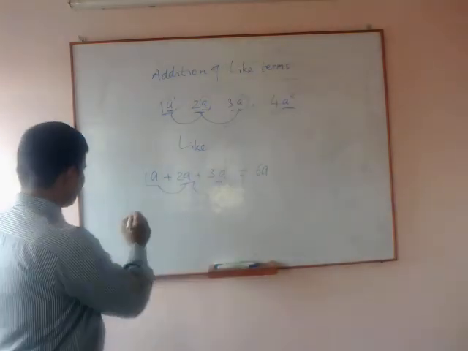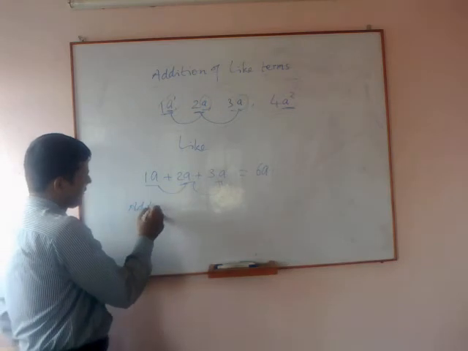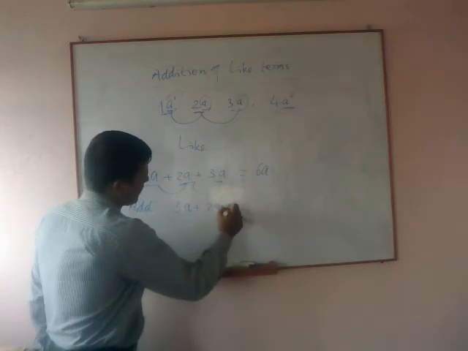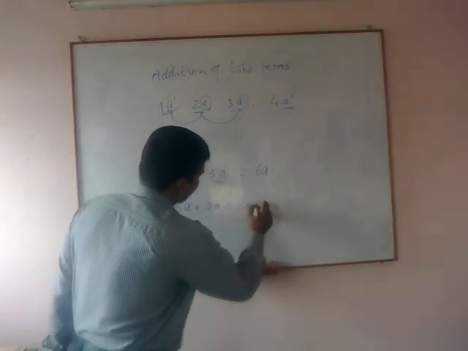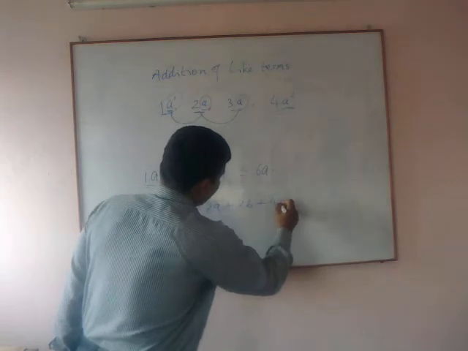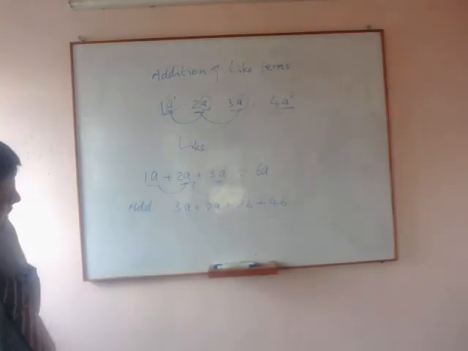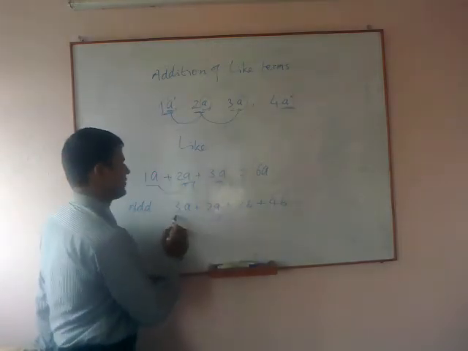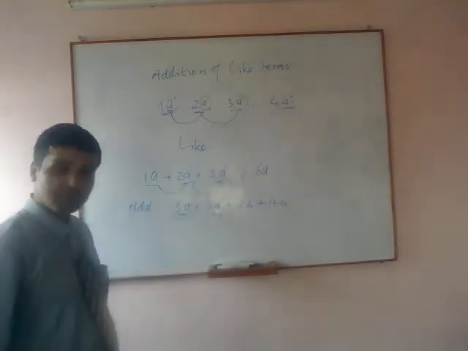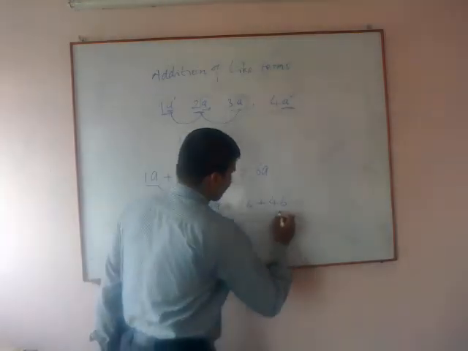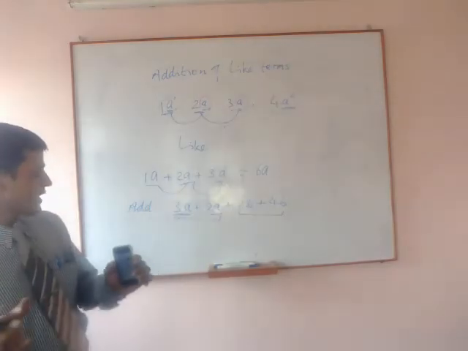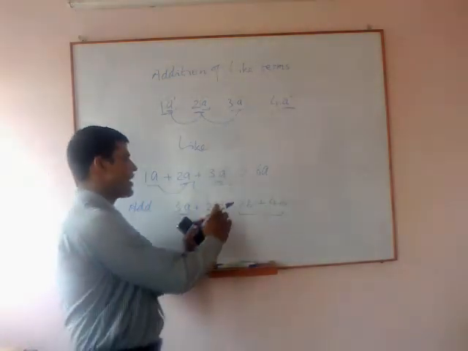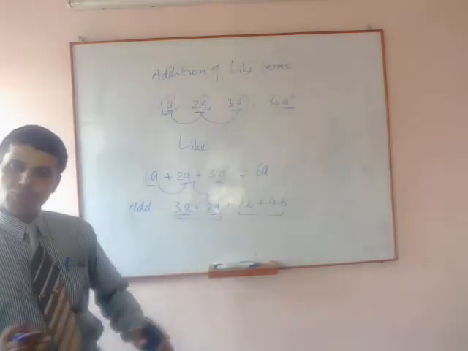Let's take another example. Add 3a plus 2a plus 2b plus 4b. Now there are many terms, there are 4 terms. Out of 4 terms, these two are like because this is 3a, 2a. These two are again like. So we can combine these two terms and we can combine these two terms, but we cannot combine a and b.